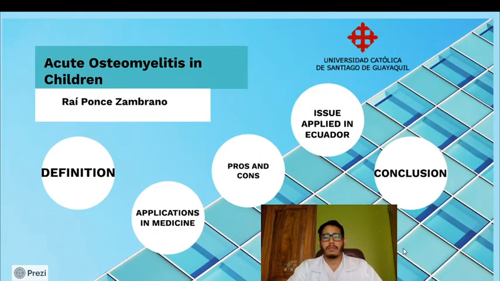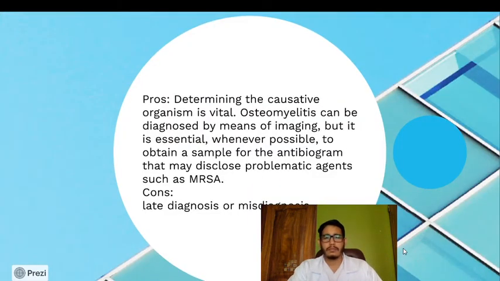Pros and cons. Pros: determining the causative organism is vital. Osteomyelitis can be diagnosed by means of imaging, but it is essential whenever possible to obtain a sample for the antibiogram that might disclose problematic agents such as MRSA. Cons: late diagnosis or misdiagnosis.